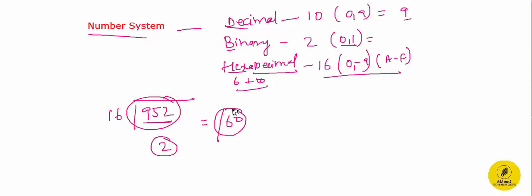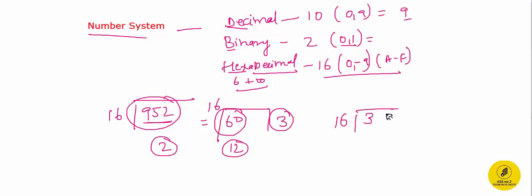Then you'll need to again divide this number by 16 because there are a total of 16 numbers. So then you get 3, 16 times 3 is 48, and then we have a remainder of 12. And again, you need to divide this number by 16. That will leave the quotient as 0 and remainder as 3. Right? So now we'll need to take the remainders in the reverse order.